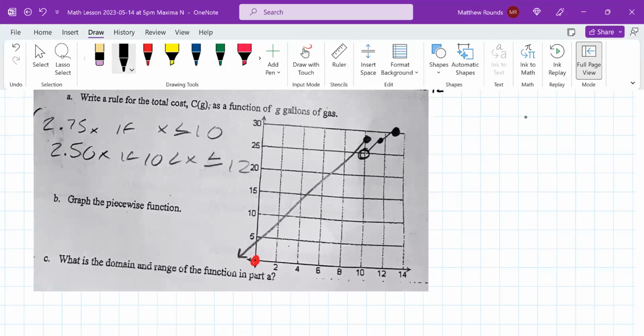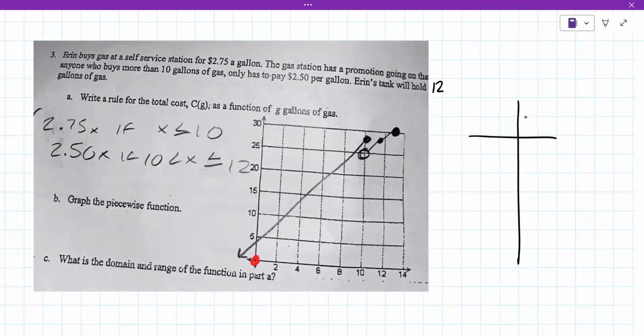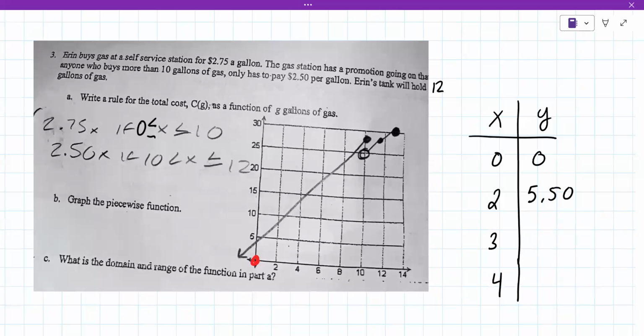Like you were asking me earlier, a few points would help. So X and Y, it's like, okay, when X is 0, Y is 0. If you buy 2 gallons of gas, that's $5.50. Boy, wouldn't it be nice if gas were only $2.75? It's certainly not that now. So this goes from 0 to 10. Okay. And then you could add some more points, like 4 gallons would be $11. And these are the nice points that you can graph.